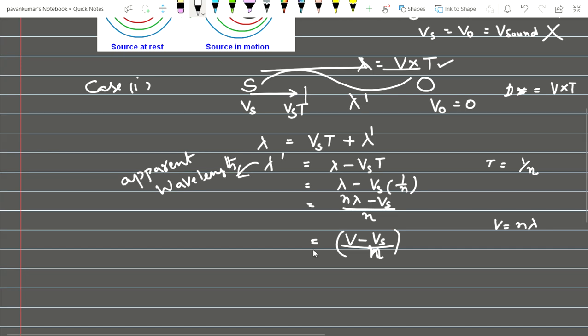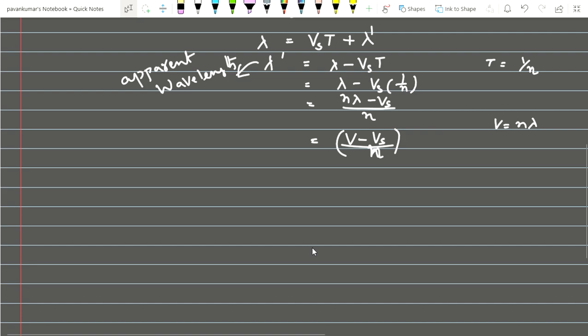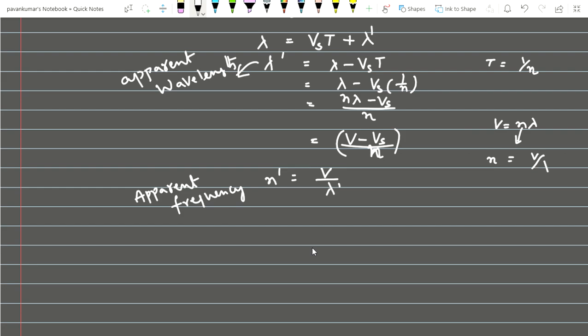Next, we will calculate the apparent frequency. Apparent frequency can be calculated as n dash is equal to V by lambda dash. Here, in this expression, we will separate n, then we get V by lambda. So, n dash is equal to V by lambda dash.